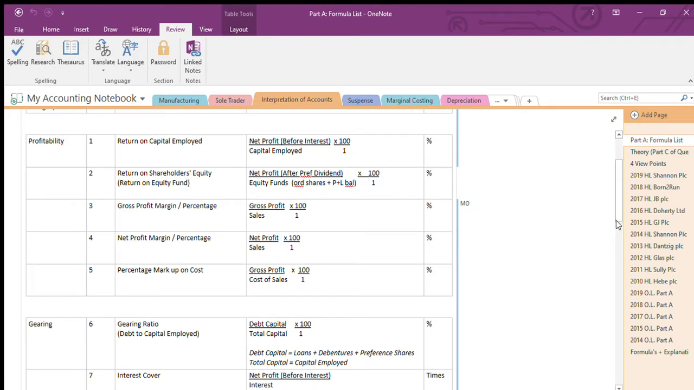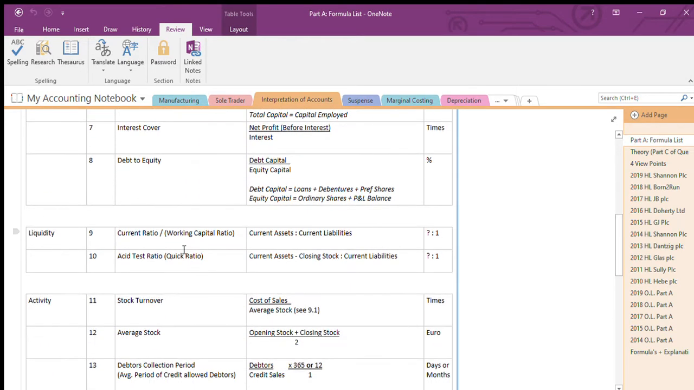You have this formula list. It's down here. It's one of the liquidity ones. You can see here it's called the asset test ratio or the quick ratio. And this is the formula. Current assets minus closing stock is to current liabilities. So current assets minus closing stock is to current liabilities.